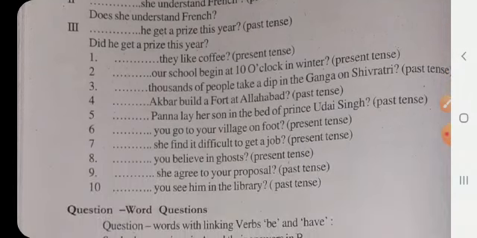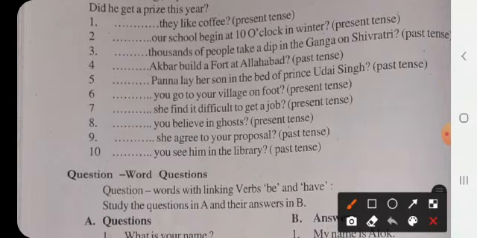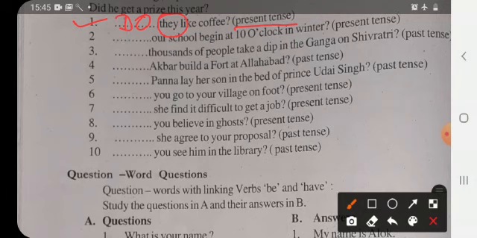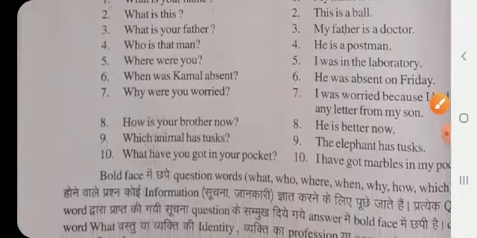Now first we have, question one, they like coffee. So we have to use the present tense to make it an interrogative. Do they like coffee? Now do, why? Because they is a plural word, and it is in the present tense. So do is used to make it into an interrogative sentence.